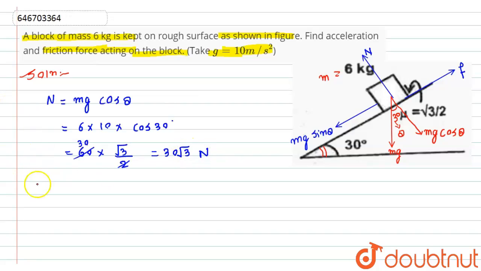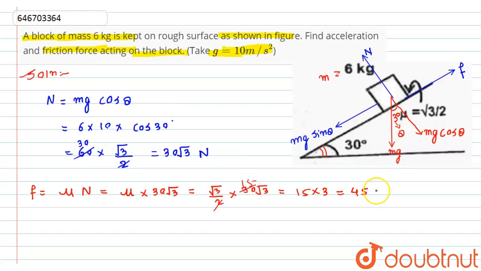Now we know that the frictional force is given by F equals mu into N. Mu into N, where we found N to be 30 root 3. So it becomes mu, which is root 3 by 2, multiplied by 30 root 3. Here root 3 multiplied by root 3 becomes 3, and 30 by 2 becomes 15. So it becomes 15 multiplied by 3, which equals 45 Newton.